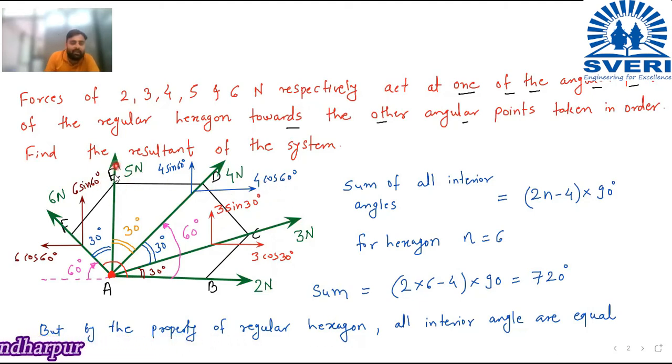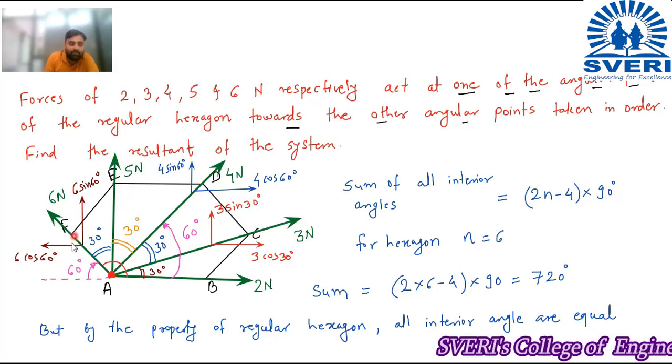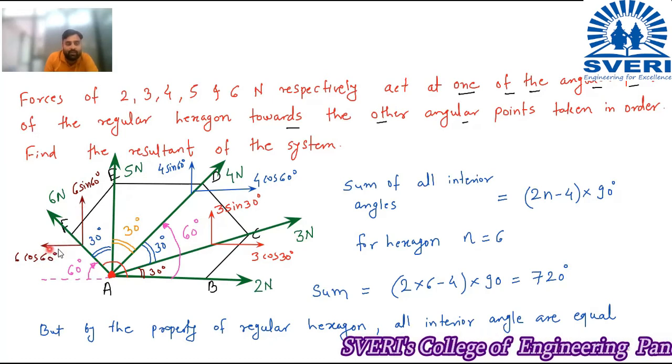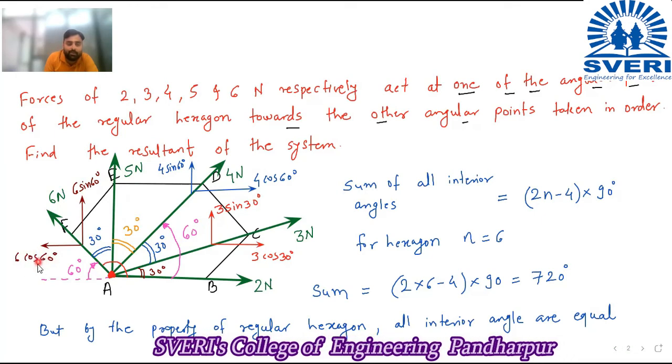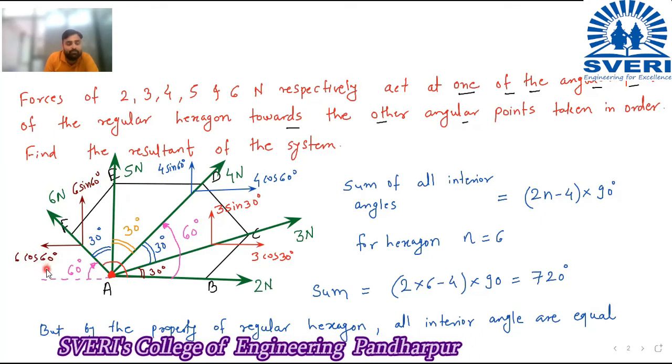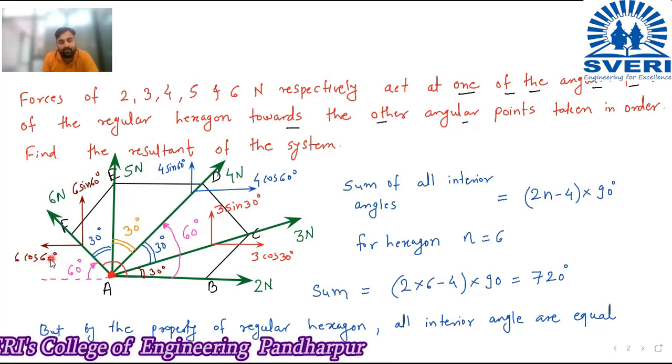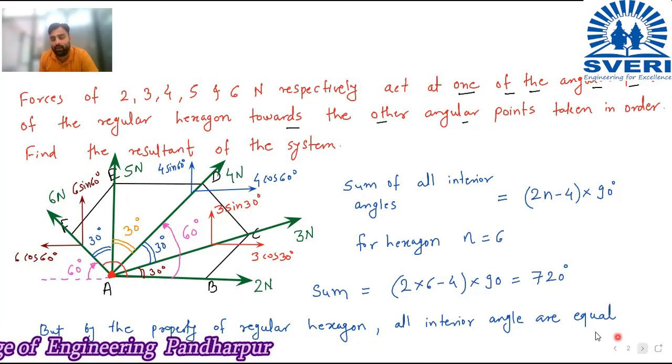Then 5 Newton, it is a vertical force, so it will not come in summation fx. We have to take this force in summation fy. Now next force is this 6 cos 60. It is moving towards left hand side. So are we going to take it as plus or minus? Minus. Okay, minus.